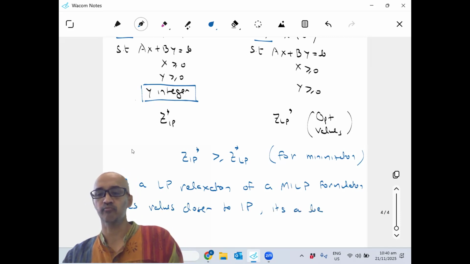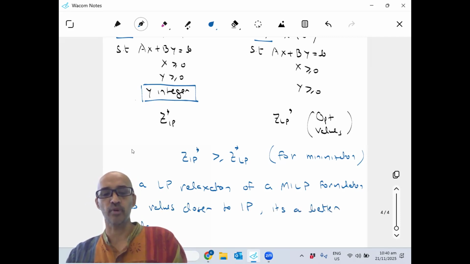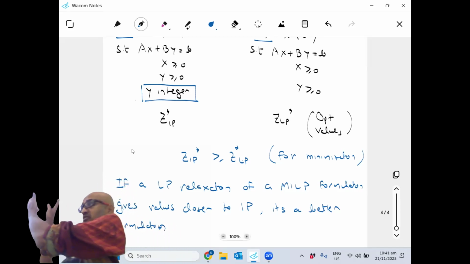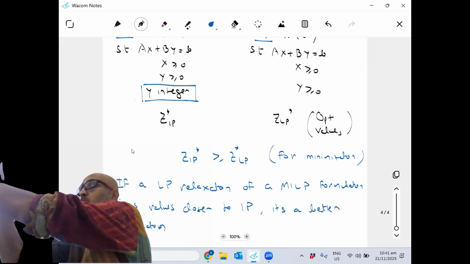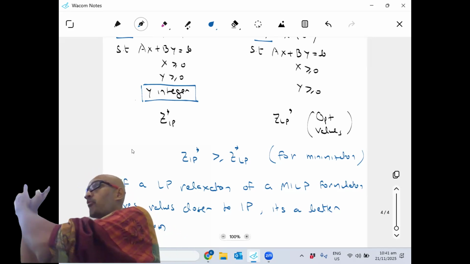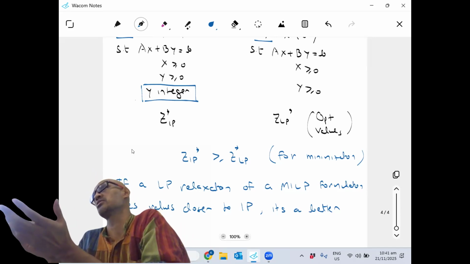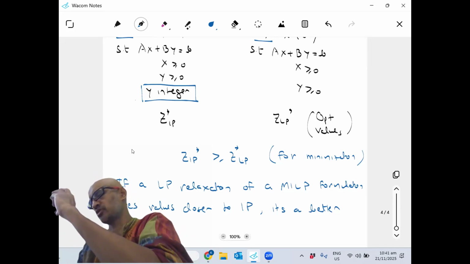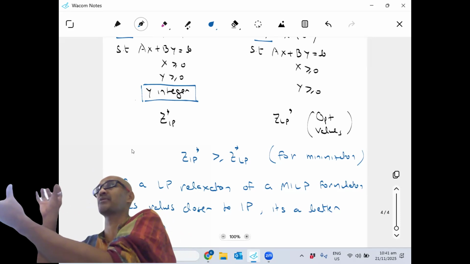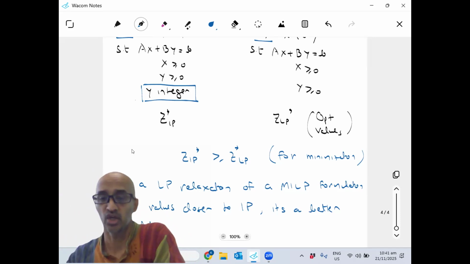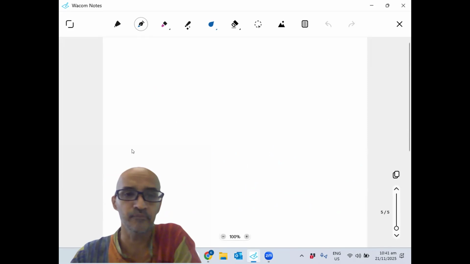I'll show you a few examples today, but if I give you an LP formulation, and if the LP formulation has an optimal value which is closer to the IP as compared to some other LP formulation, then that formulation should be better, because my LP relaxation I can solve efficiently. So let's take an example just to make this point clear.